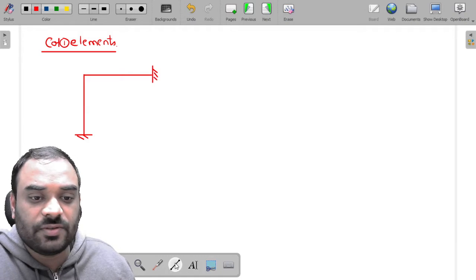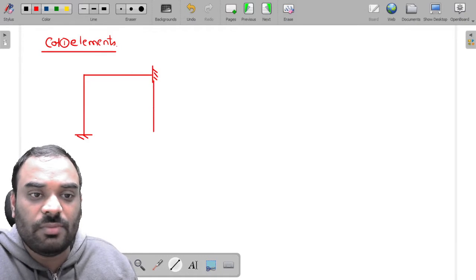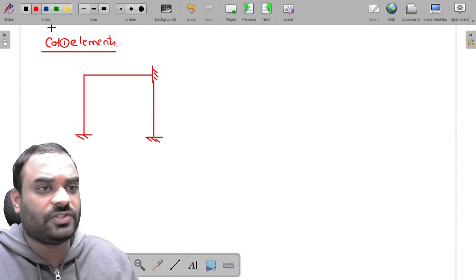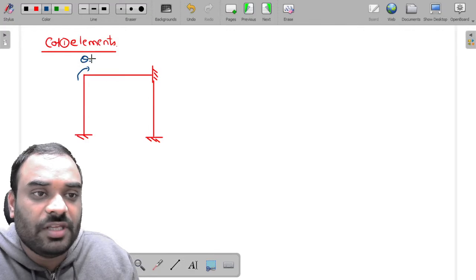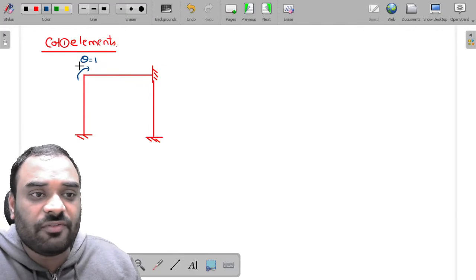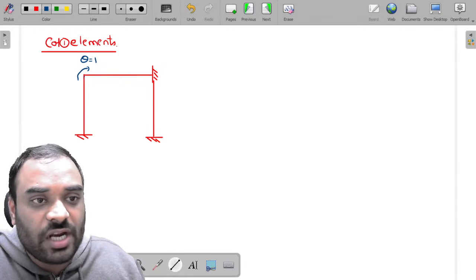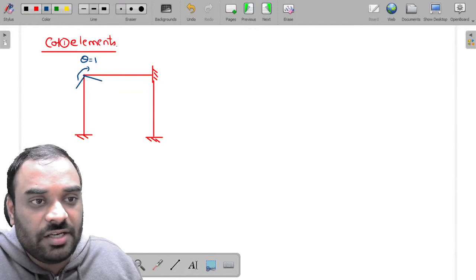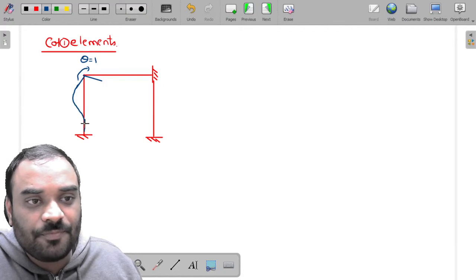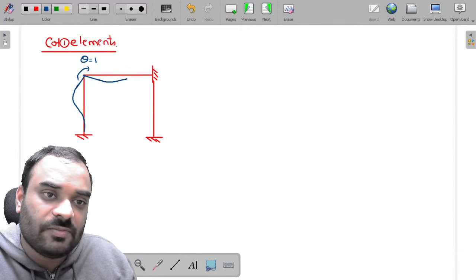Okay, this is fixed. And there is one more member over here, but it is not useful for this particular analysis, but we have to draw it. Now, apply the unit rotation over here. Theta is equal to 1. So what will happen, my dear friends? This particular joint will try to rotate in clockwise direction in this way, and it will deflect in this manner.